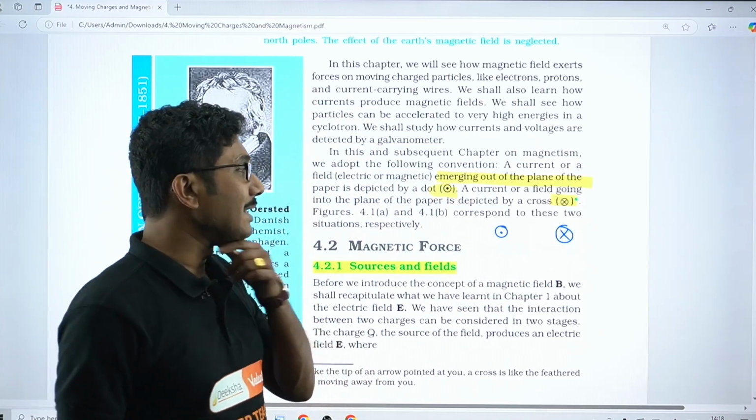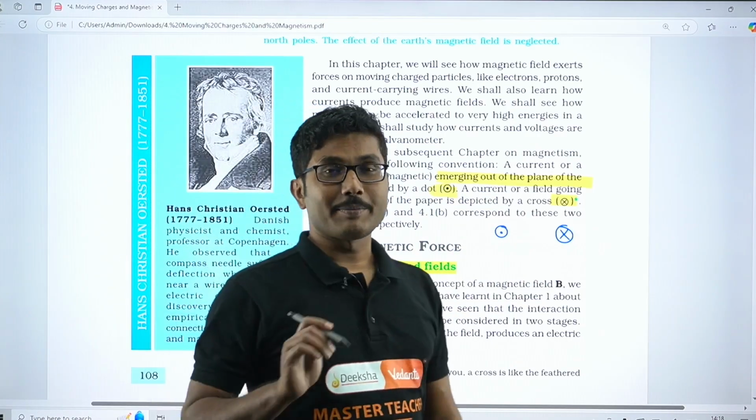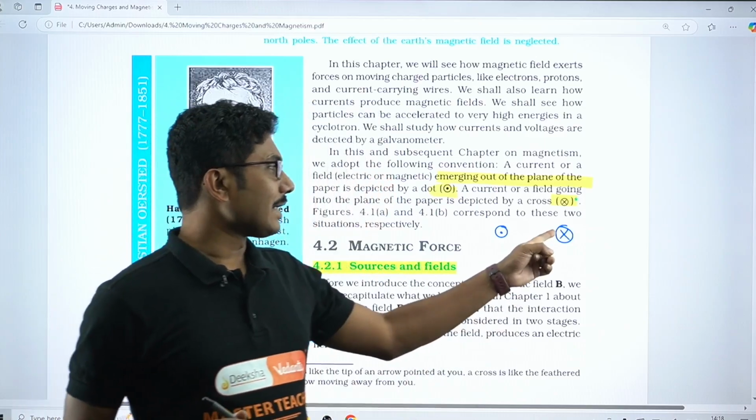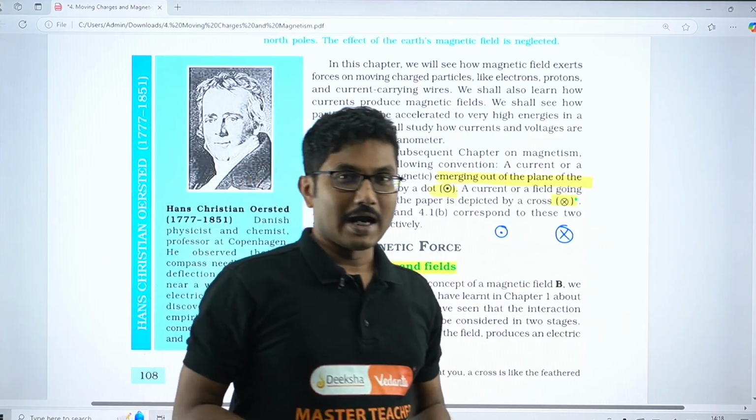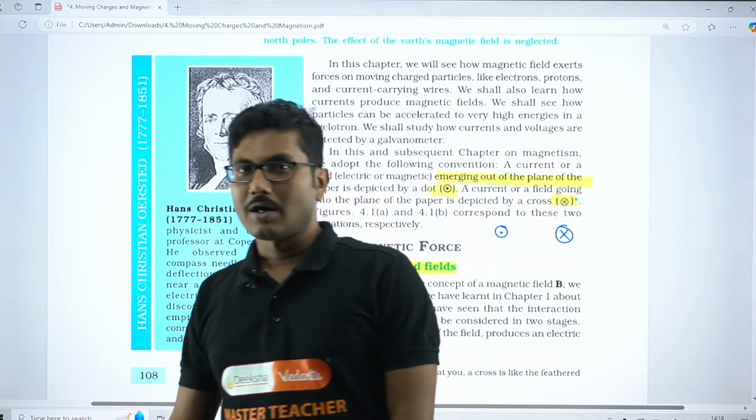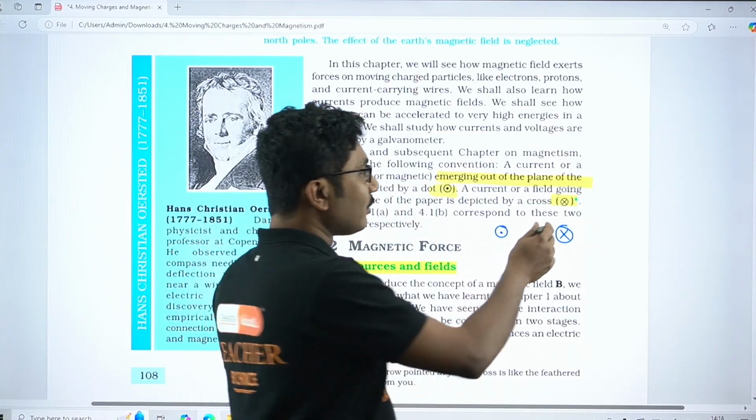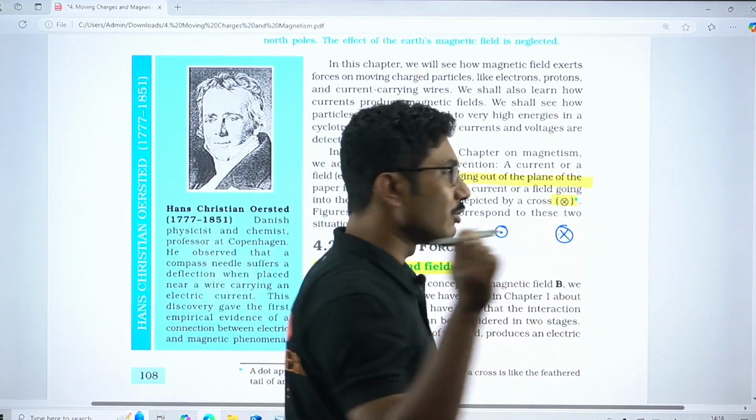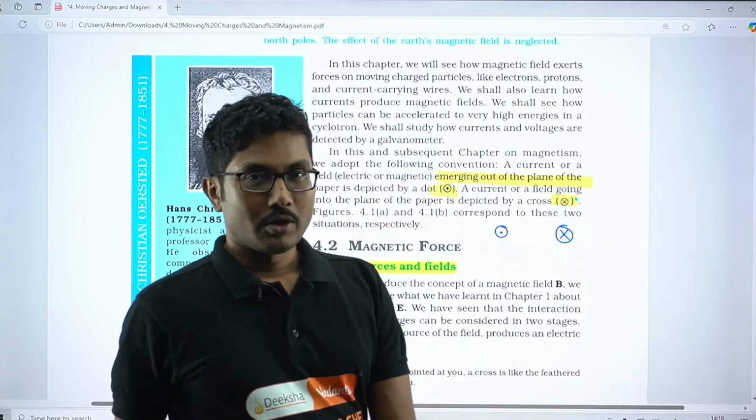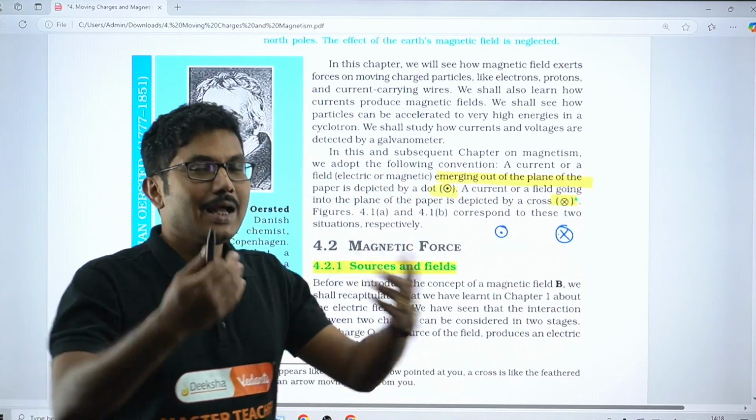One way I remember is that you can consider the cross to be target practice, like a dart board. You take a dart and you throw it towards the cross mark, right? So throwing it means through this cross mark it is going into the paper. Whatever is the opposite of that is out of the paper. That's how I try to remember.